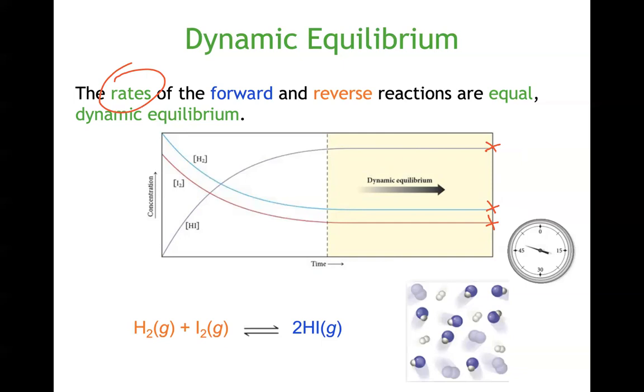Can we disturb dynamic equilibrium? We can. What happens if we remove some of the product? Then it's going to shift to form more product. So we're going to look at factors, specifically changing the concentration and how that will alter that particular dynamic equilibrium.